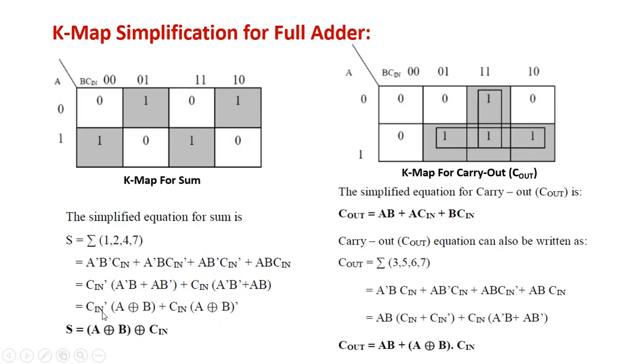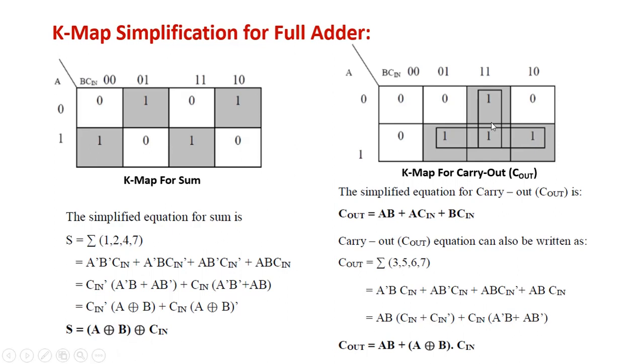So we can see this whole term can be written as XOR of this term and this term, because complement of first this term and uncomplemented form, then uncomplemented this and complemented this. So this way you consider this as one term, A XOR B, so XOR of this term with C in. So finally the expression for sum will be A XOR B XOR C for full adder.